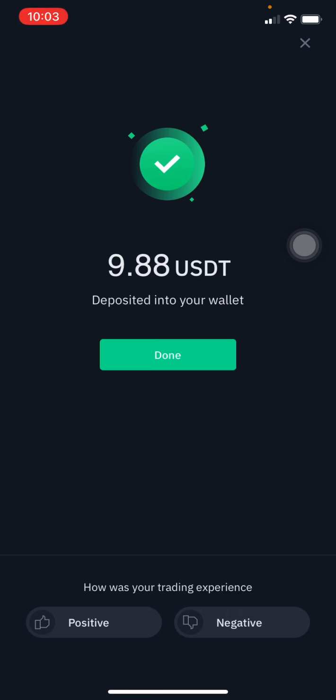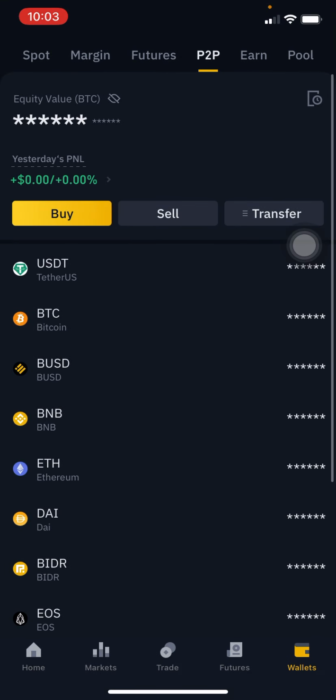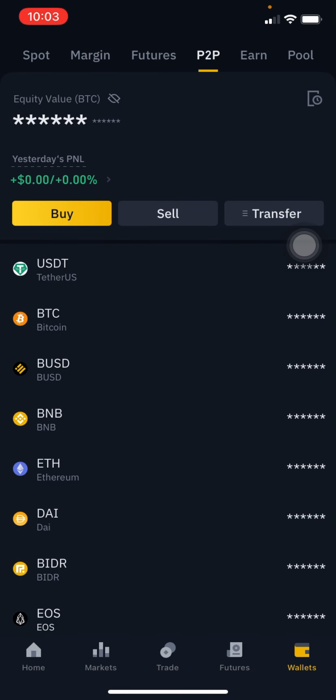Okay, so that is it. We have successfully bought the USDT. The person has released the USDT for us. So this is how to buy using P2P. Okay, the money has been deposited into your wallet. Immediately this money has been deposited. So the money is right here.